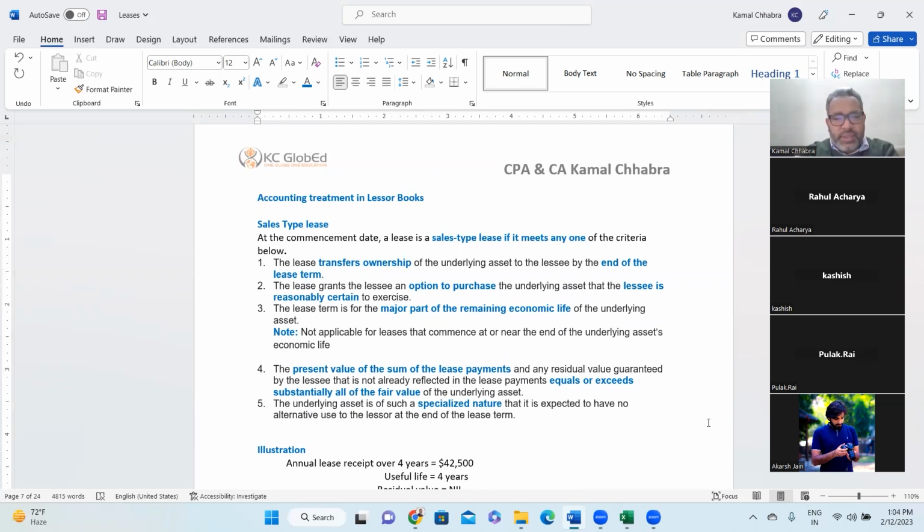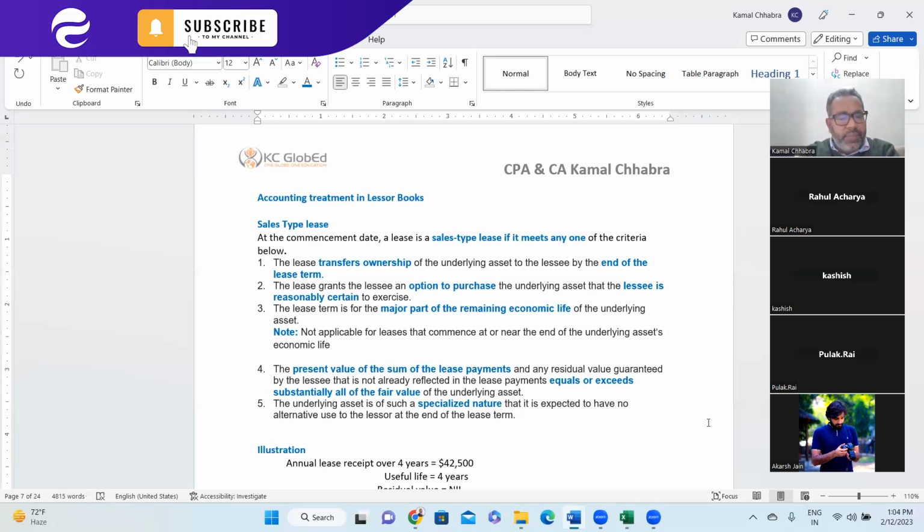If it is not a sales type lease, then second, we need to evaluate whether it's a direct finance lease. If it is a direct finance lease, then we need to account for it according to direct finance lease. If it is neither a sales type lease nor a direct finance lease, then only it will be considered an operating lease, right? So the logical flow, or you can say chronological order, is first sales type lease, second direct finance lease. If none of these criteria are met, then only the lease is considered an operating lease.